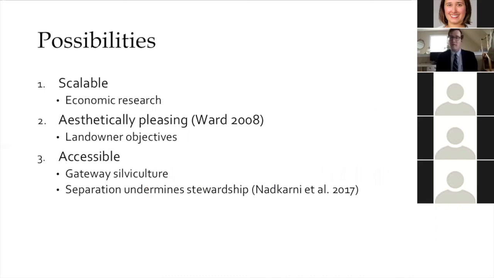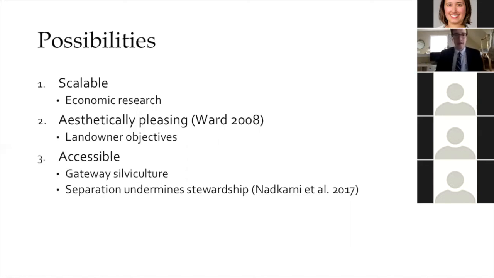And finally, I just want to talk about some other possibilities that I see with crop tree release that make it desirable as a treatment. One is that it's scalable. Again, the economic research maybe needs to be teased out here. However, given that it can be applied kind of late in stand development as a commercial thinning, the possibilities for it to be scalable to a small forest land holding are good.